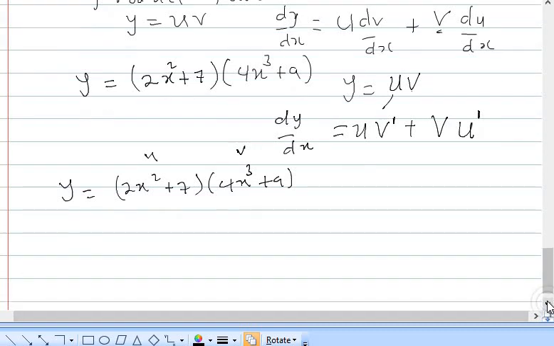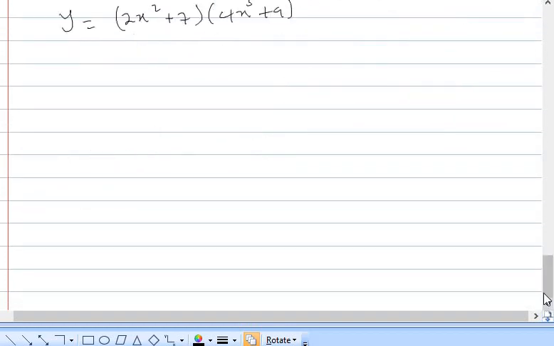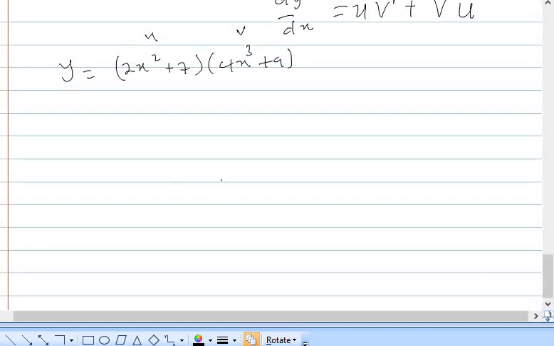So all you need to do is to just try to show you some quick methods. To find dy by dx of this, we can leave this one, that's u, to be equal to constant. We have 2x squared plus 7. This we leave it as constant, we do not differentiate it.